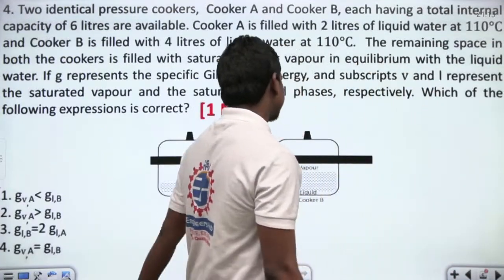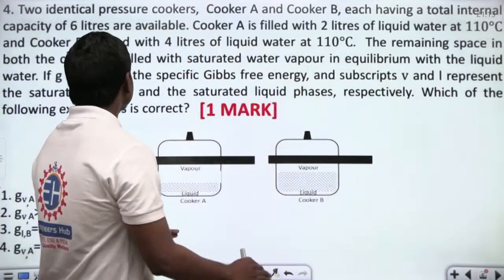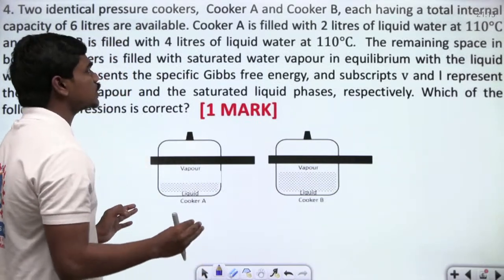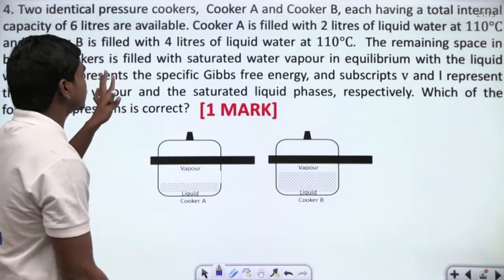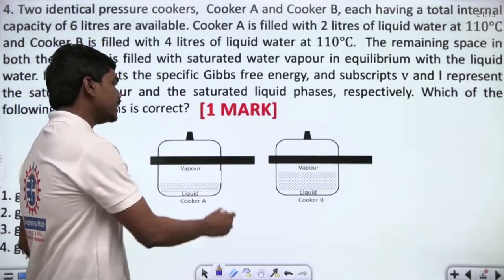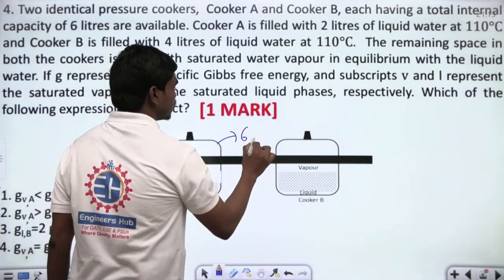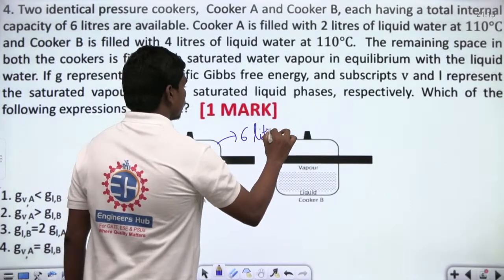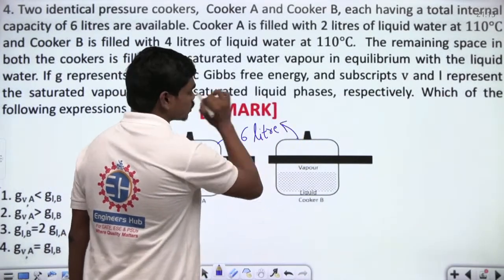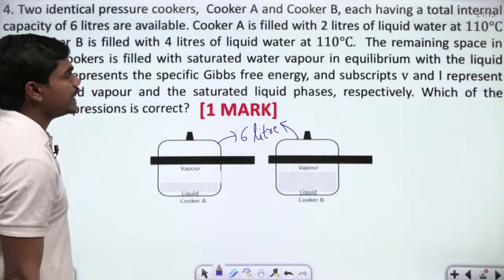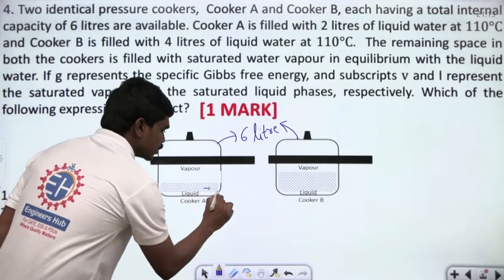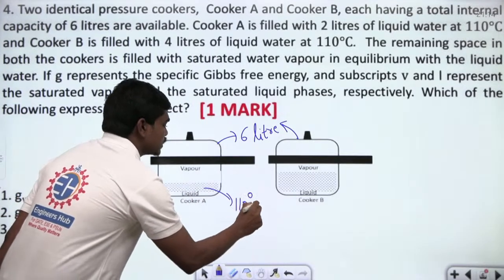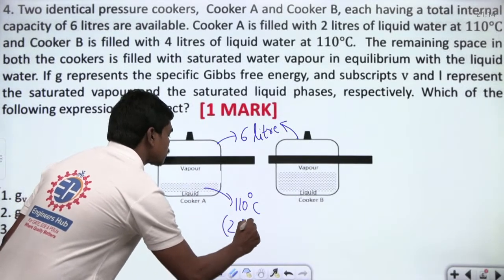Next, let us go for the next question. This is a very simple question actually. See here, two identical pressure cookers, cooker A and cooker B, each having a total internal capacity of 6 liters are available. You can clearly see the capacity of this cooker is 6 liters, and of course the capacity of this cooker is also 6 liters. Now, cooker A is filled with 2 liters of liquid water at 110 degrees Celsius. So what's the temperature of this? 110 degrees Celsius, and of course this is 2 liters.